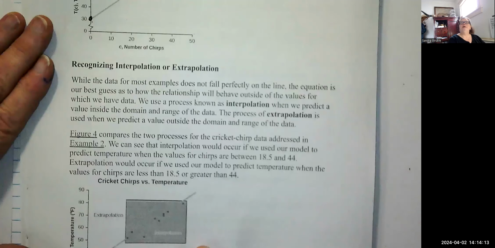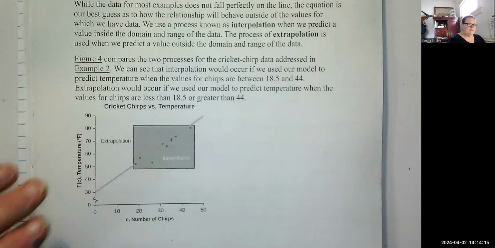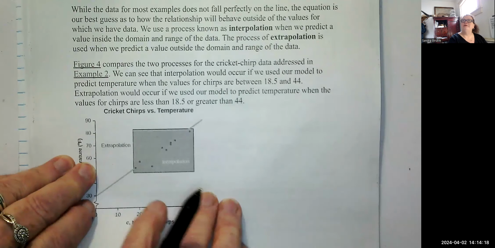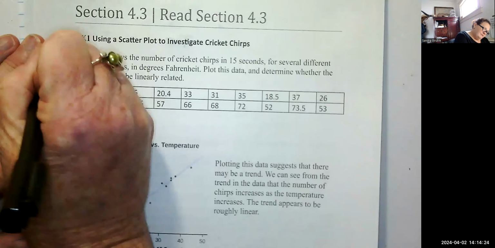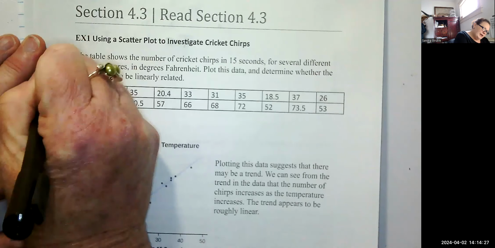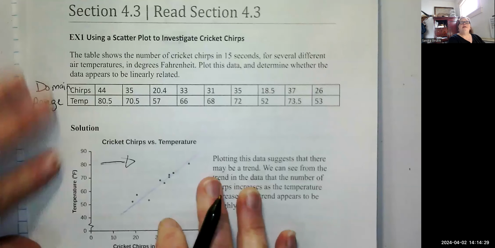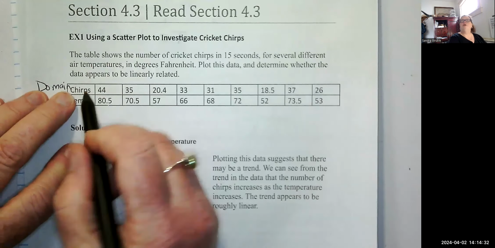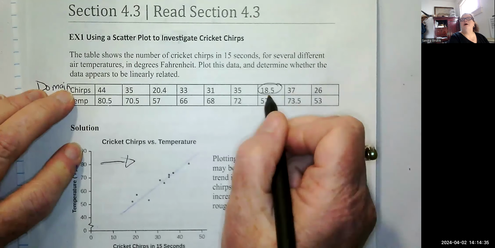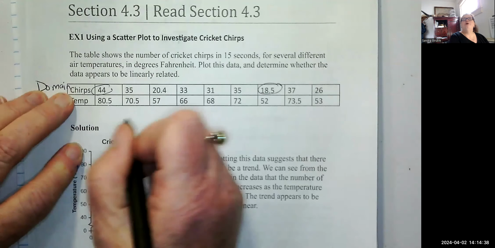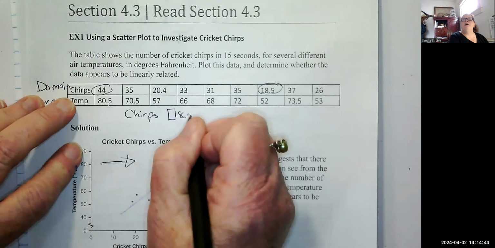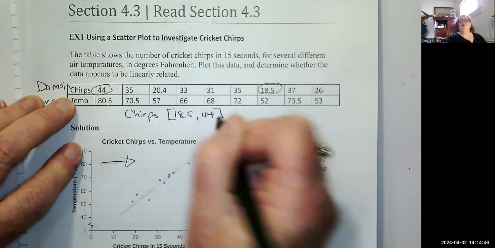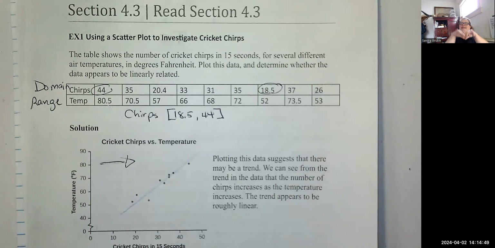Interpolation and extrapolation. Interpolation is anything that falls within the data set, within that realm. So if you come back over here, the domain is our chirps and the range is our temperatures. So anything that falls in between, what's our lowest chirp here? It looks to be about 18.5 and our highest is 44. So for chirps, any chirps that we get between 18.5 and 44 would be considered an interpolation. It's internal, so it's inside our data set.